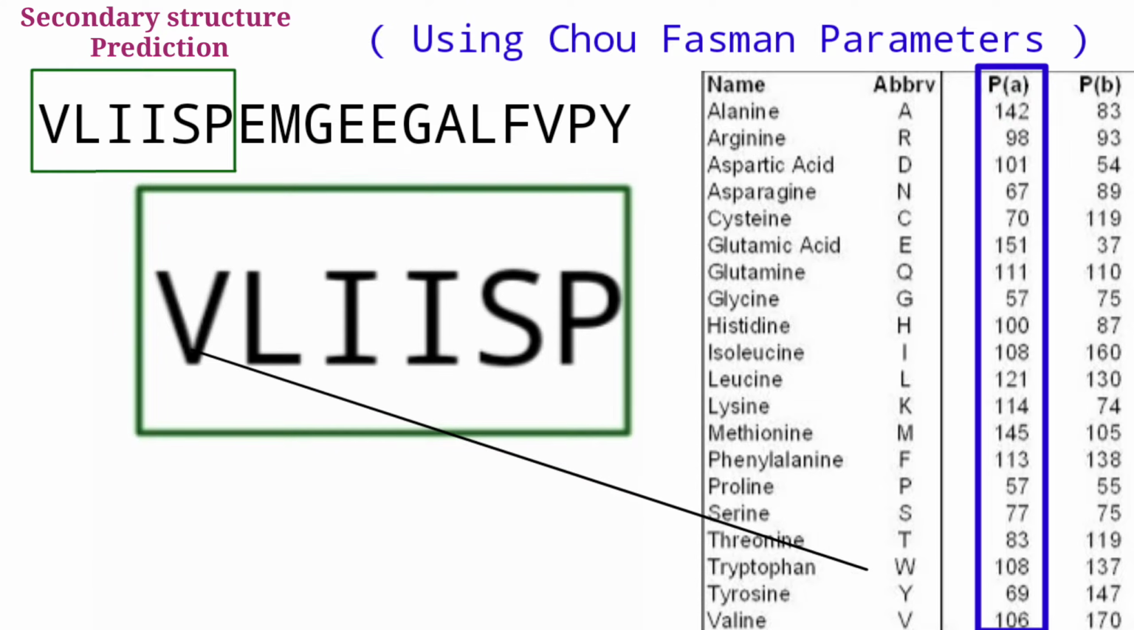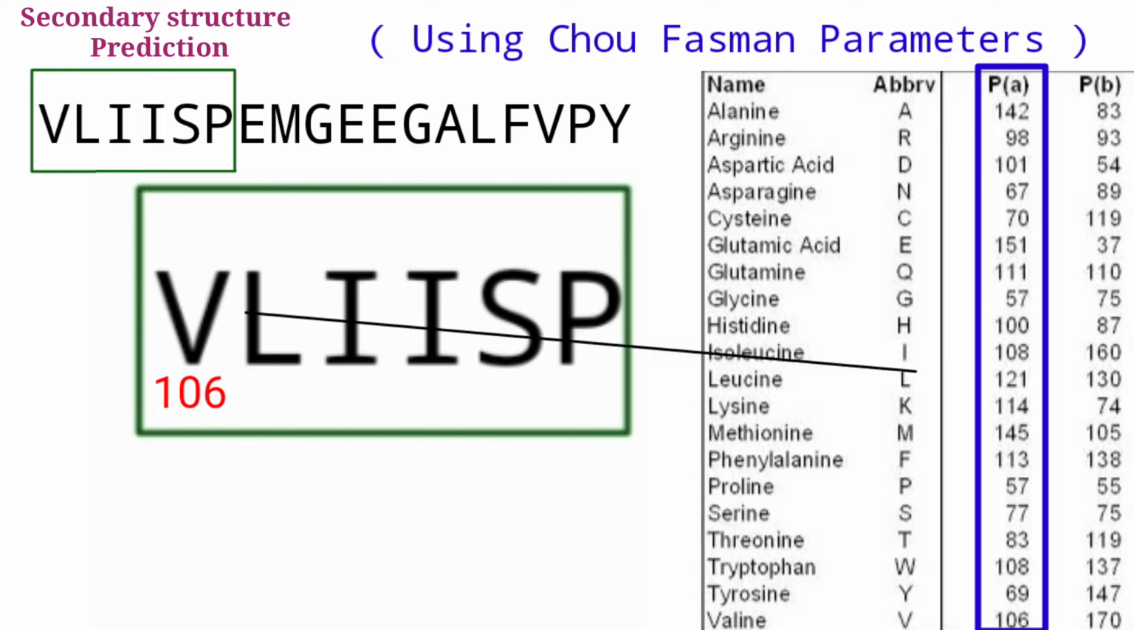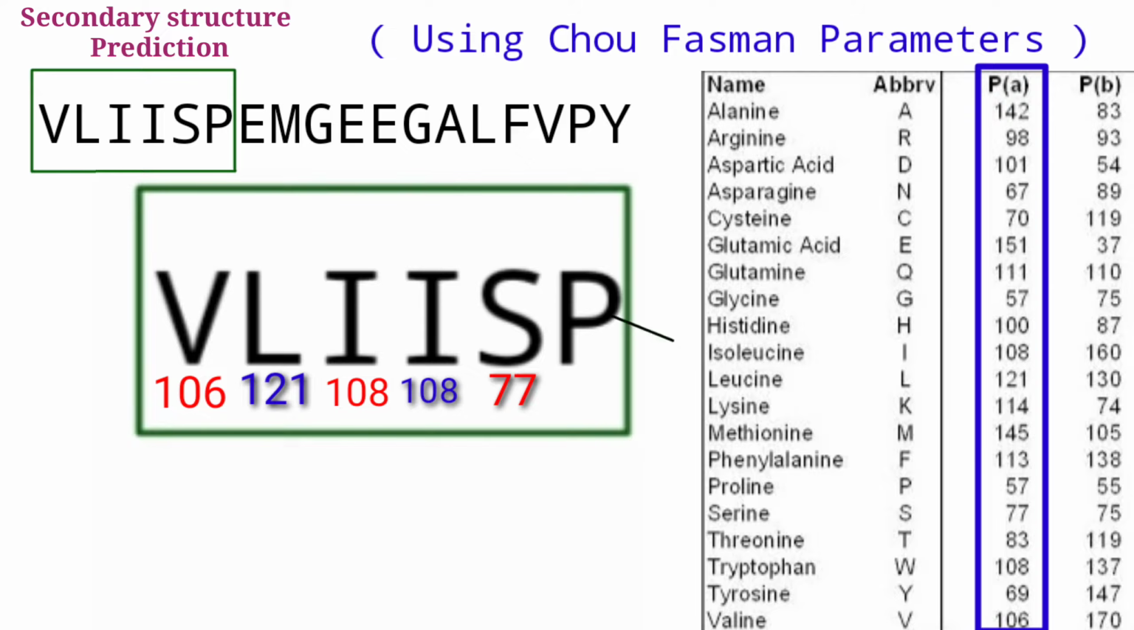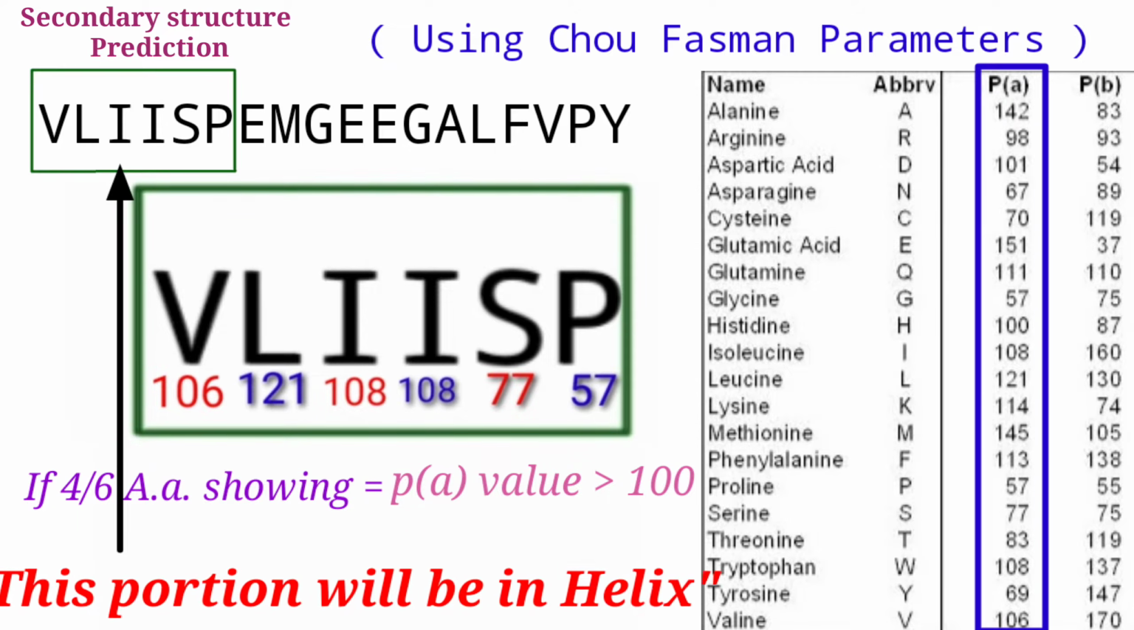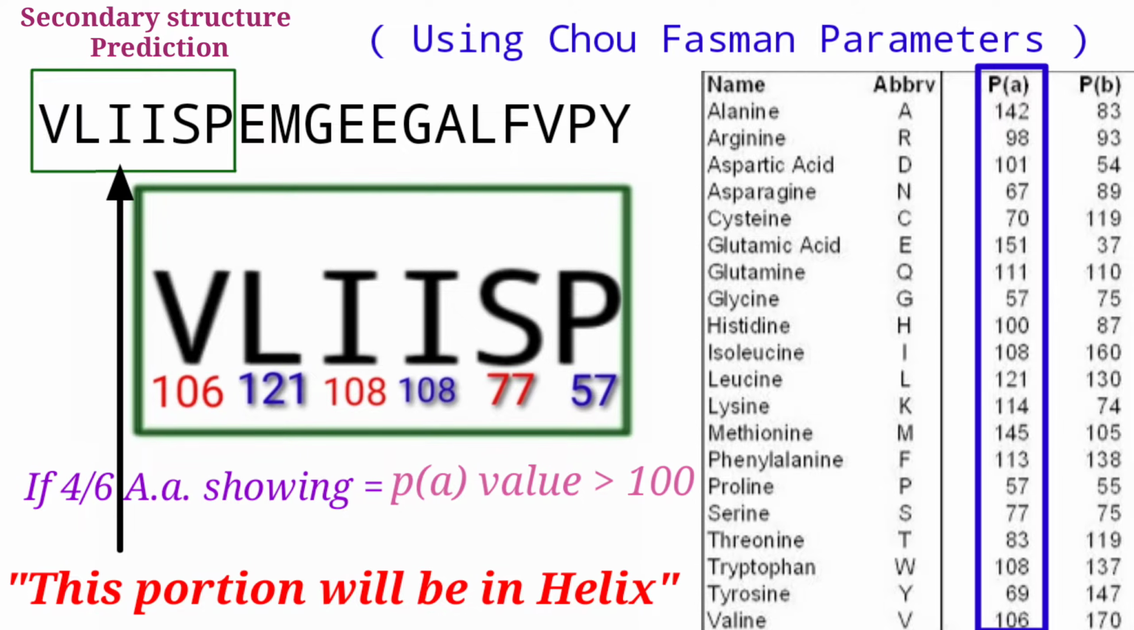If you look at the values for each amino acid in the Chou Fasman chart, we just have to take those values and write them below the amino acid name. If you notice, 4 out of the 6 amino acids you have selected show a PA value, meaning propensity for alpha helix, of more than 100. That means the portion you have selected is likely to form alpha helix.